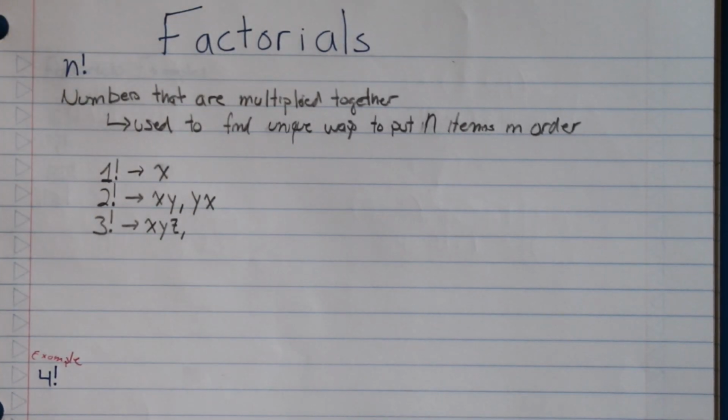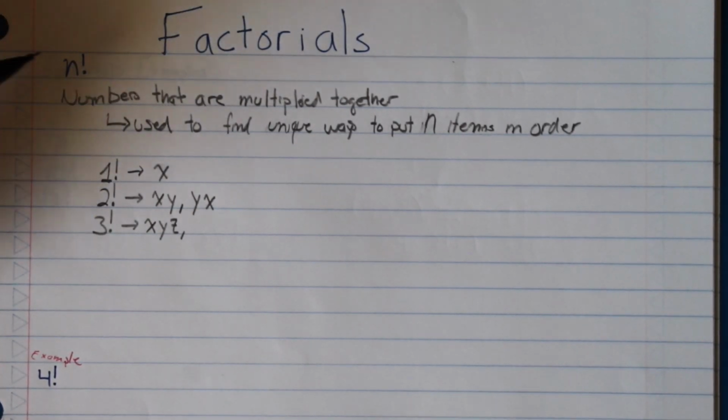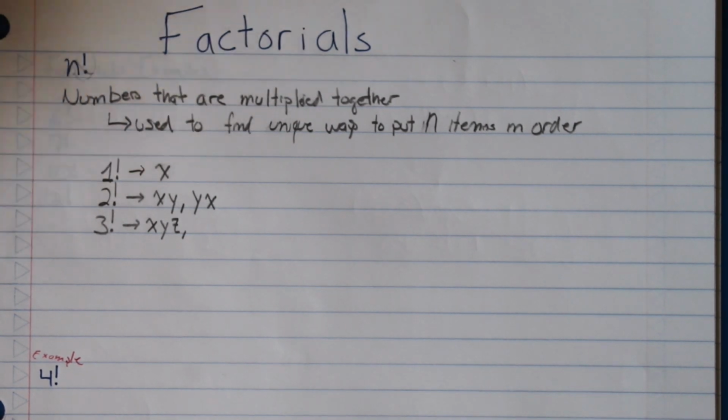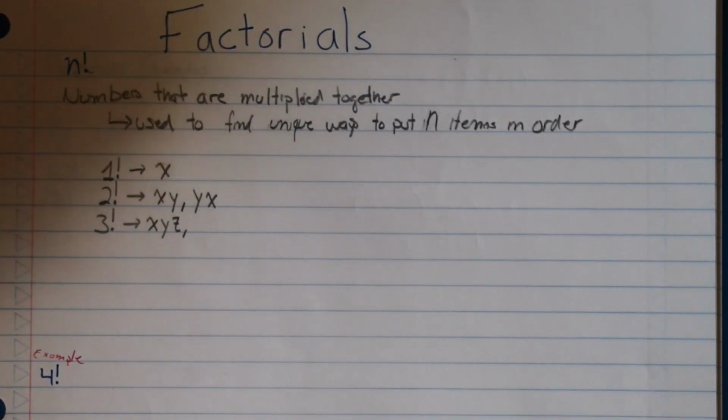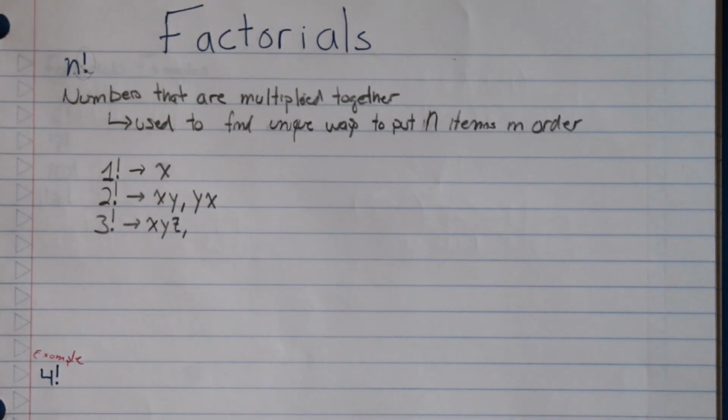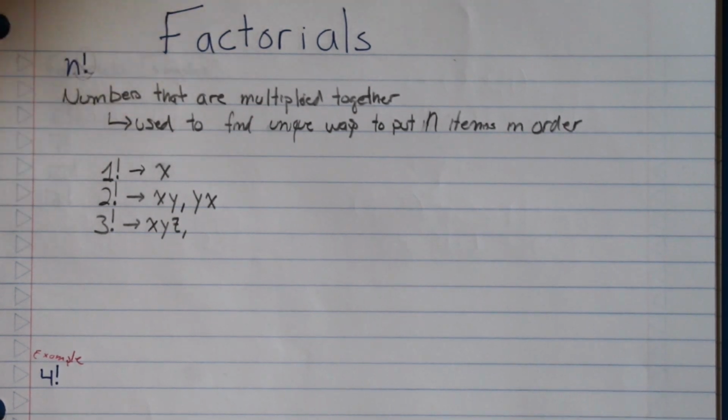Okay, so today we're doing factorials. Factorials are written like this: N with an exclamation mark, okay? N means number and the exclamation mark is the actual factorial symbol. And N is basically like X, whatever number it is.